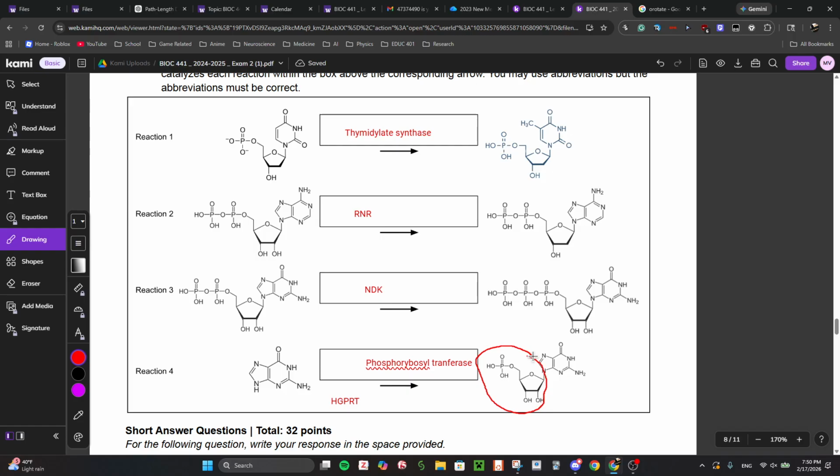I feel like it's supposed to count as both. Even if they didn't give you points for it, I would totally argue that if they didn't give it to you. That seems a bit extreme to me. Just generally, if you want to be super safe, you can put phosphoribosyltransferase if you want, but I feel like that's totally valid.